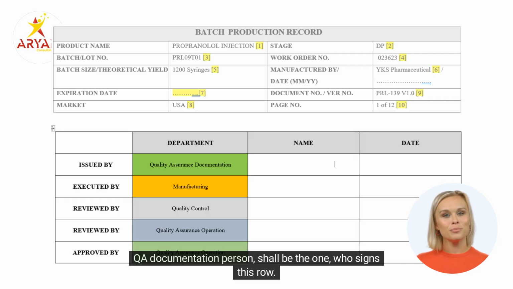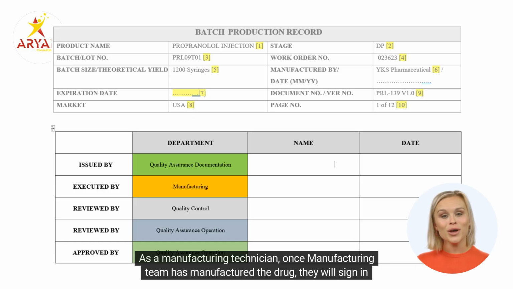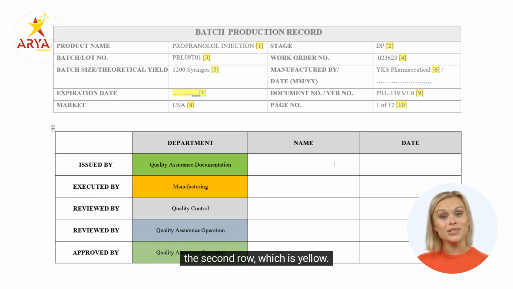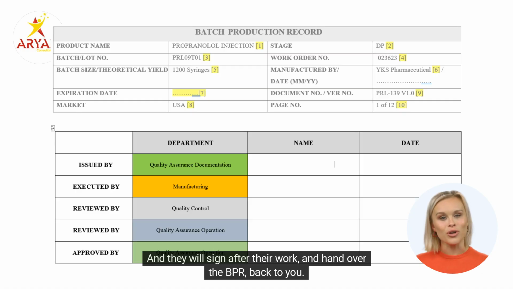QA documentation person shall be the one who signs this row. This top row in green is signed at the time of issuance of BPR to you. As a manufacturing technician, once manufacturing team has manufactured the drug, they will sign in the second row, which is yellow. The third row in gray is for QC to check all testing-related data, and they will sign after their work and hand over the BPR back to you.